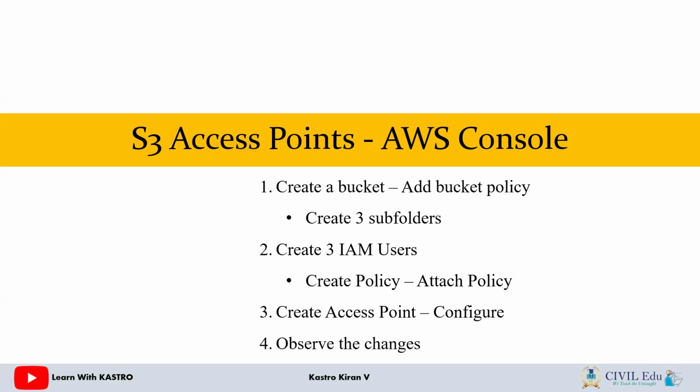Once we do all these 3 steps, we are going to see whether the development team is able to access only the dev folder, and whether the database team is able to access only the database folder. We will also see whether the database team can upload files into the database folder, and whether the development team can upload files into the dev folder. All these changes we are going to observe as the final part of this demo. So let us go to the AWS console and create all these steps one by one.